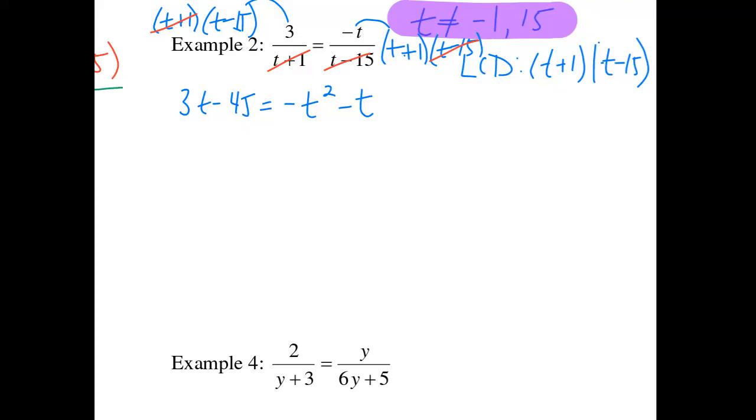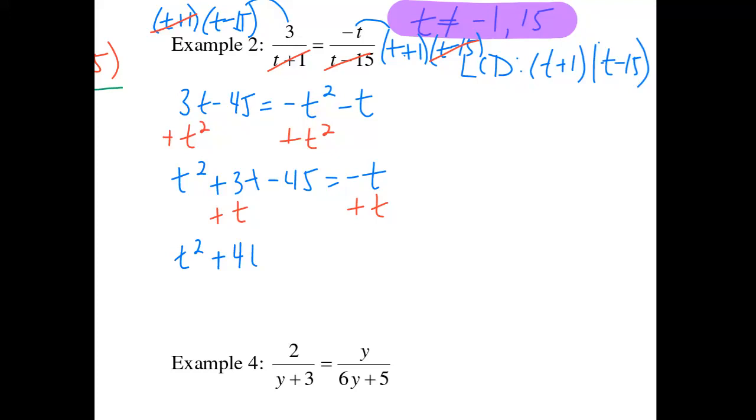So first thing I'm going to do is add over the t squared to the left. So that gets me positive t squared plus 3t minus 45 still equals negative t. And if you recall from lesson 3, when we're solving quadratics or t squared terms in this case, we need to be able to factor it. And in order to do that, we have to have the equation equal to 0. So I do have to do one more thing before I factor, and that's going to be to add over this remaining term here. Because now I'll have t squared plus 4t minus 45 equals 0.